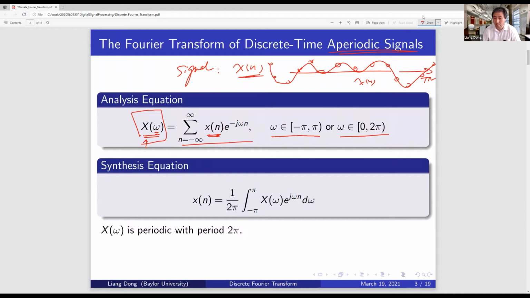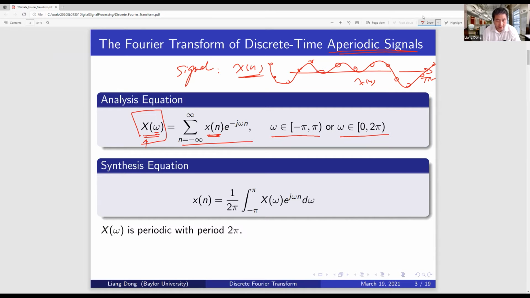Once again, why is the period 2 pi? Because we are taking the Fourier transform as a special case of the Z transform. It's the Z transform evaluated on the unit circle. The unit circle has a 2 pi ambiguity. When you travel around from 0 to 2 pi, it goes back to the starting point. So indeed, the period is 2 pi, and we have this 2 pi ambiguity.